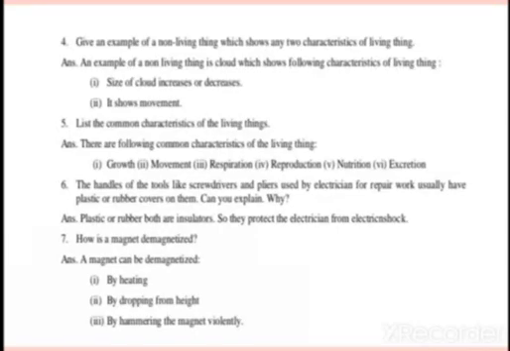Now question number 7, how is a magnet demagnetized? Demagnetized means that the magnet loses its magnetism. So a magnet can be demagnetized first by heating, second by dropping from a height many times, and third, by hammering the magnet violently. These three things are there. Because of that, a magnet can be demagnetized by heating, by dropping from height, by hammering the magnet violently.